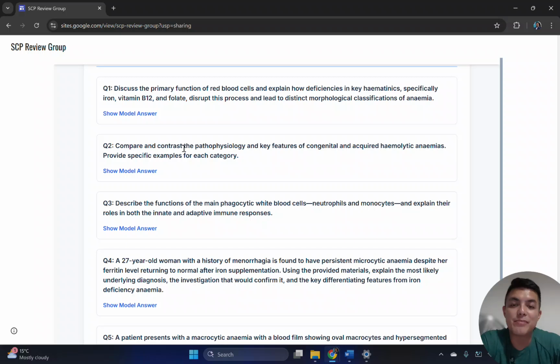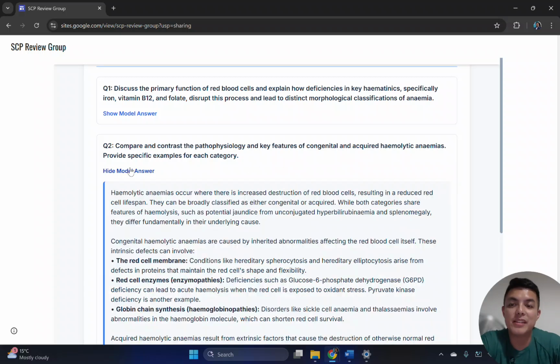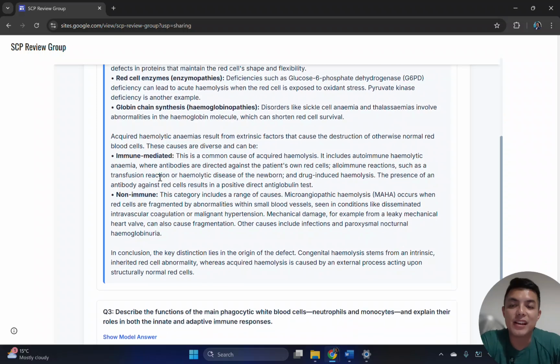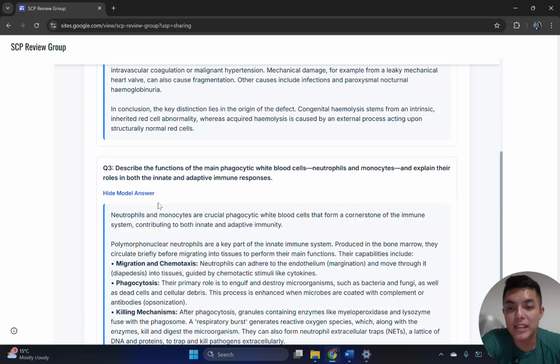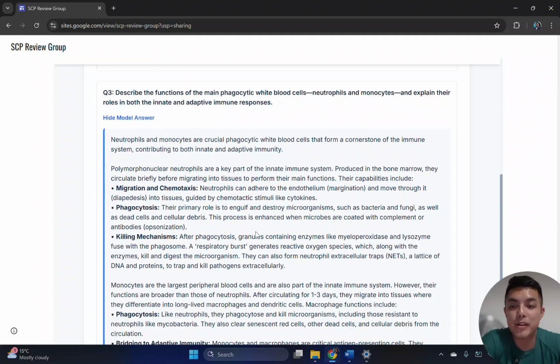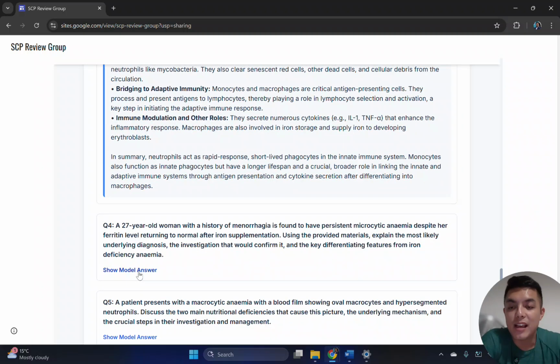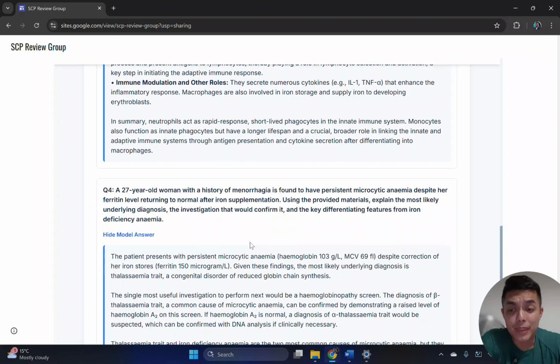So, compare and contrast the pathophysiology and key features of congenital and acquired hemolytic anemias. So, I'll just give these to you. Describe the functions of the main phagocytic white blood cells, neutrophils and monocytes, and explain their roles in both the innate and adaptive immune responses. I'll let you review that.